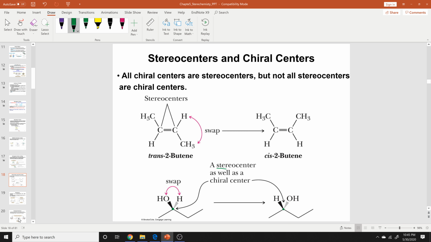Here I'm having an example of a stereocenter, a cis and a trans. This is a stereocenter where the CH3s are on opposite sides for the trans, and here the CH3s are on the same side for the cis. So these two are called stereocenters. However, they are not chiral. I don't have any sp3 hybridized carbon that is surrounded by 4 different groups. So this is not a chiral center. You don't have a chiral center in there, but you do have a stereocenter around the carbon double bond carbon in there.